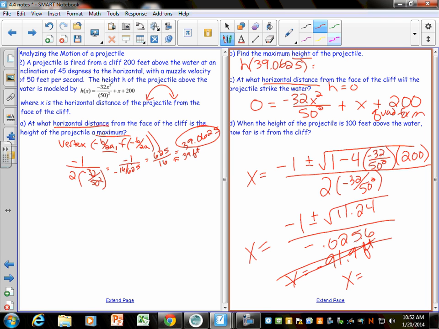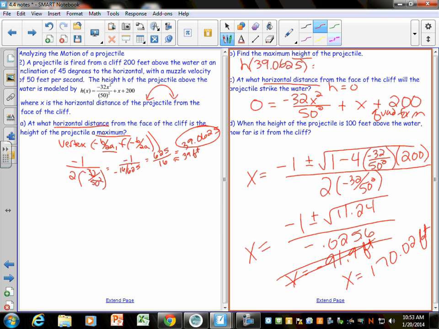-1 minus the square root of 11.24 divided by negative 0.0256. You get like 170.02 feet. That is a reasonable answer. That projectile is out 170 feet from the cliff before it hits the ground. How about that? Excited? Definitely nice to have a calculator.